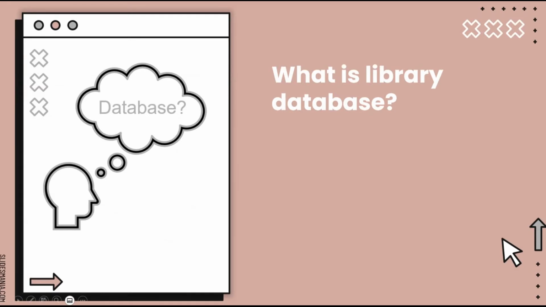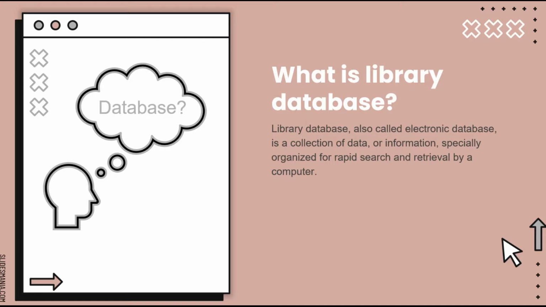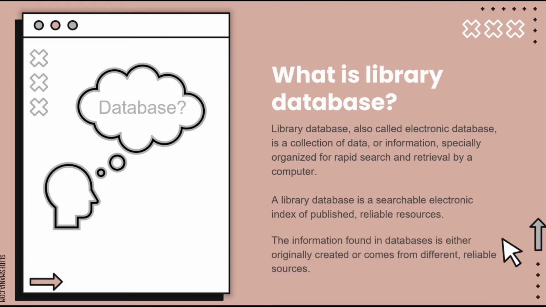Okay, but first, what is a library database? According to Encyclopedia Britannica, a library database, also called an electronic database, is a collection of data or information specially organized for rapid search and retrieval by a computer. A library database is a searchable electronic index of published, reliable resources. The information found in databases is either originally created or comes from different reliable sources.